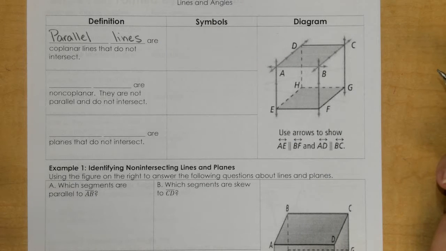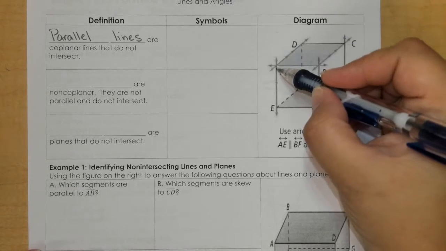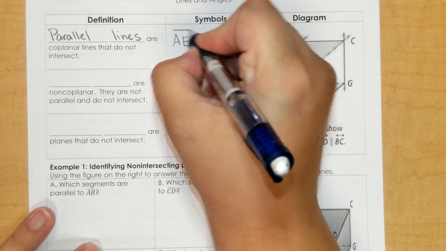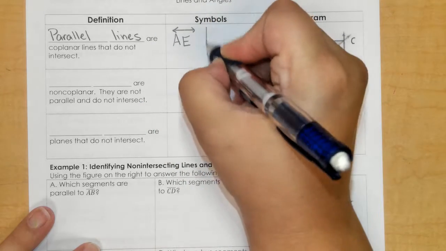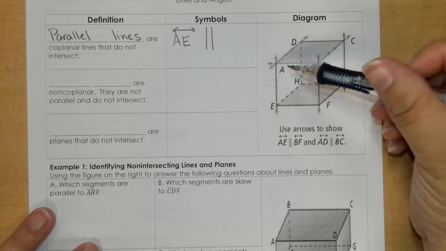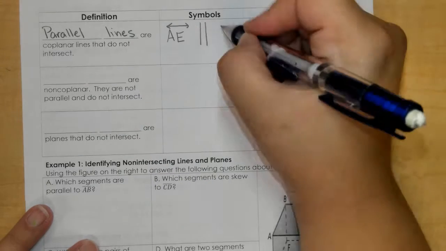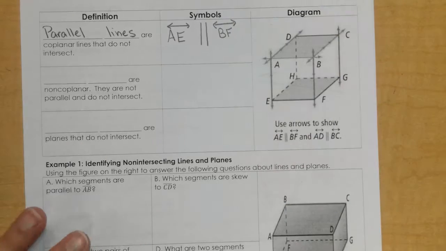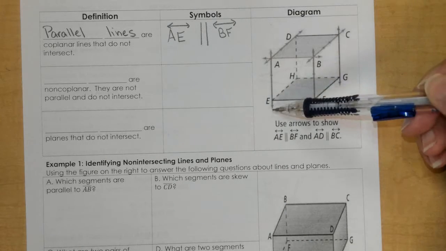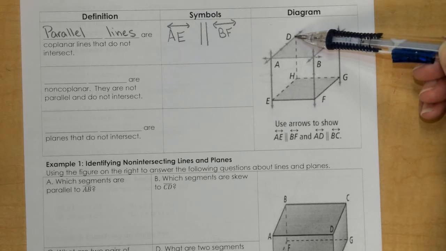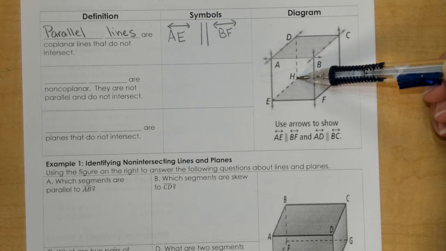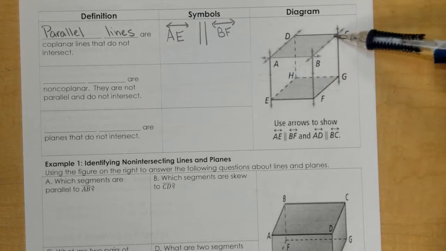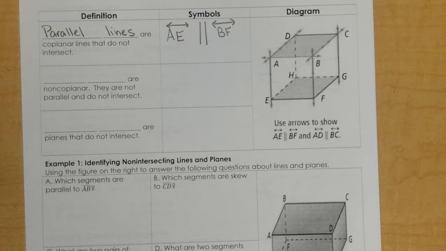So if I were to look here at AE, line AE, so we can say line AE is parallel to line BF. Now, line AE, it's also parallel to line DH. It's also parallel to line CG. All of these lines here will never touch each other. They're parallel.